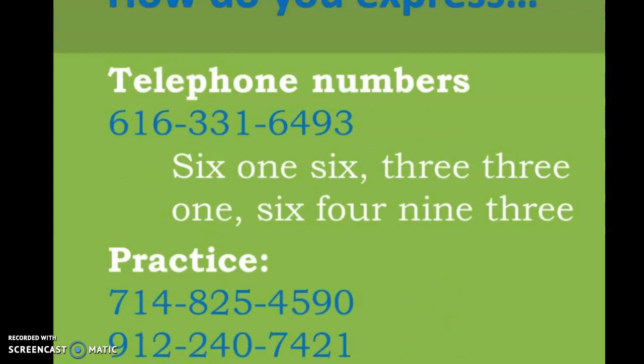How do you express telephone numbers? 616-331-6493. When you talk about numbers, in telephone numbers, the 0 is pronounced as O. Example: 714-825-4590. Practice.